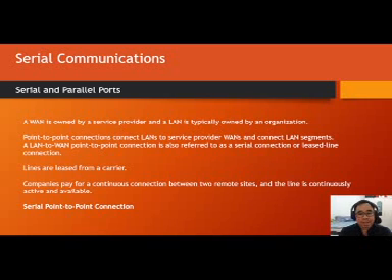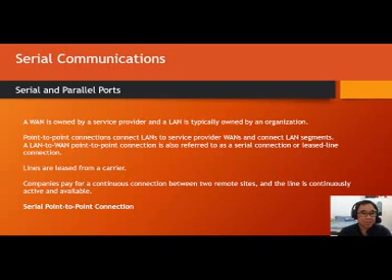Okay, a WAN is owned by a service provider, and a LAN is typically owned by an organization. It's either an ISP, or a corporation or a company, a big company. So point-to-point connections connect LANs to service provider WANs and connect LAN segments. A LAN to WAN point-to-point connection is also referred to as a serial connection or leased line connection.